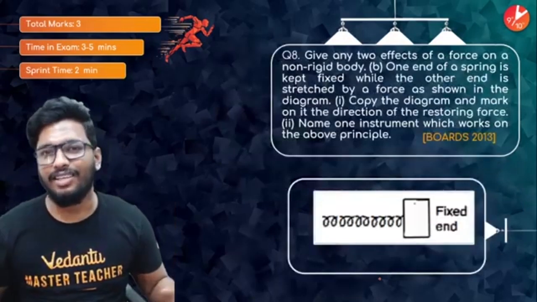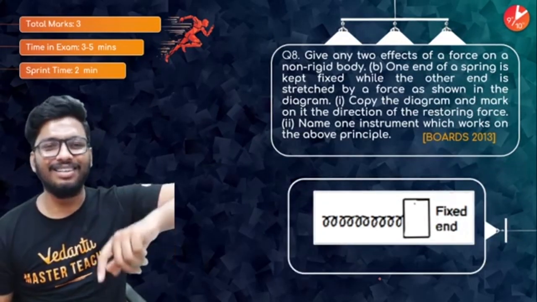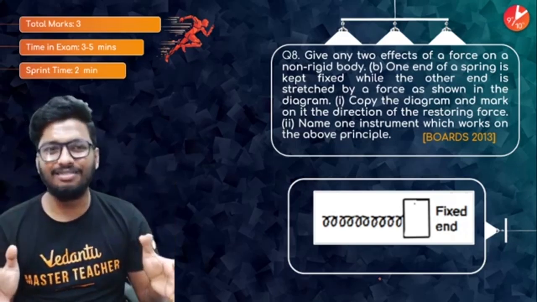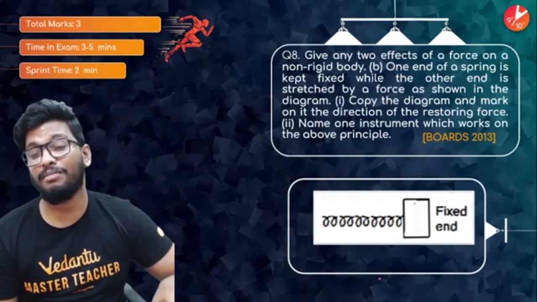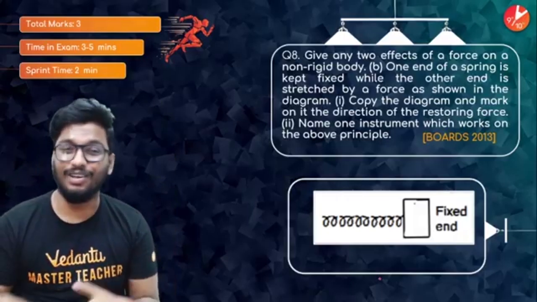All right, 7th question. Let's go. 2013 board exam, back to the same old 2013. So many questions we took from this particular topic. 3-mark question. Time in the exam is from 3 to 5 minutes, but guess what? It's Sprint X, so 2 minutes. That's all. Go ahead and do this.